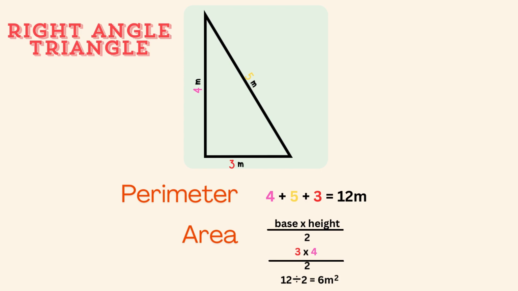Let's look at the right angled triangle. The perimeter is again the same, the outside values. We've got 4 plus 5 plus 3 equals 12 metres. But to work out the area of a right angled triangle, we need to times the base and height together, get that answer, and then divide it by 2. So we have 3 times 4 divided by 2. 3 times 4 is 12. Divided by 2 is 6 metres squared. That is our area.